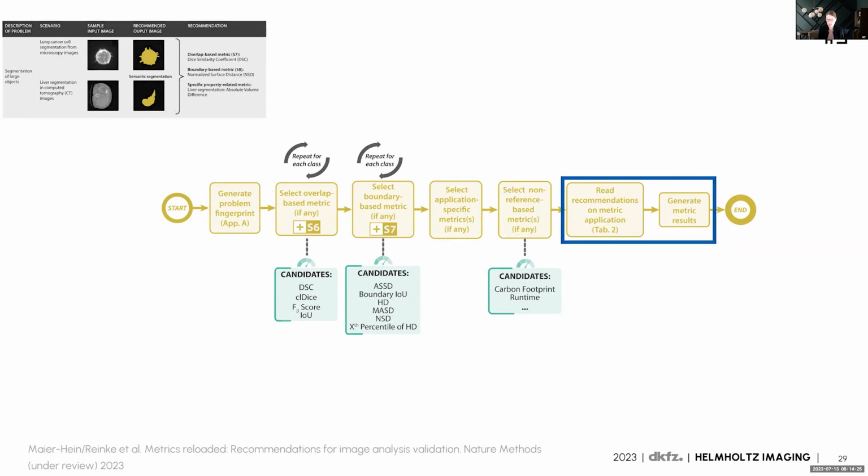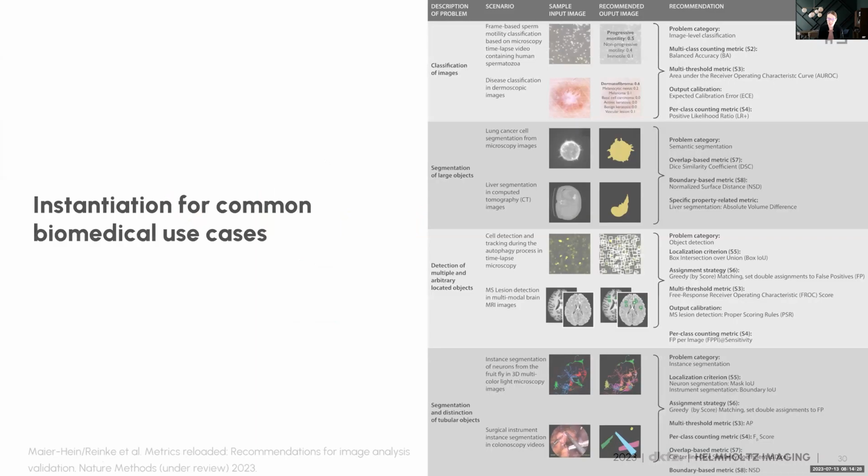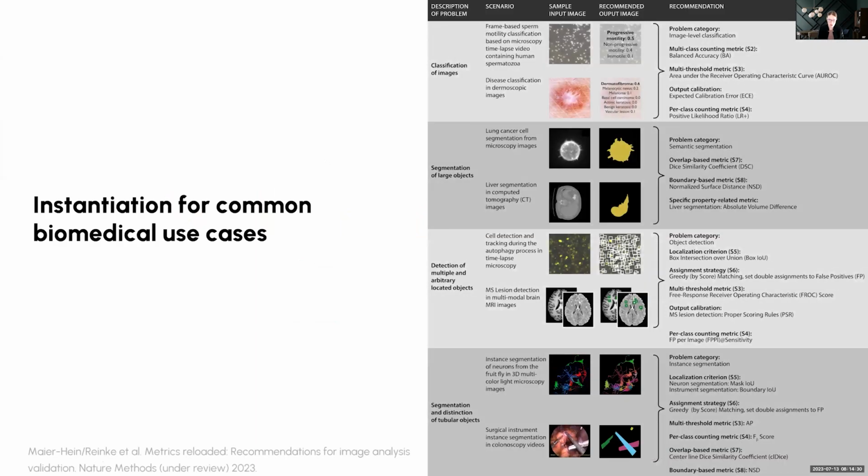One of the first measures that we took is we instantiated the framework for common biomedical use cases. We asked the community on Twitter, what are the use cases for which you would like to see a recommendation? And we compiled a list of them. We built expert groups. We made sure that we got a fingerprint for this. And here you see the recommendations for the different use cases. We also have more, and we hope that already some researchers find their exact research problems over here.